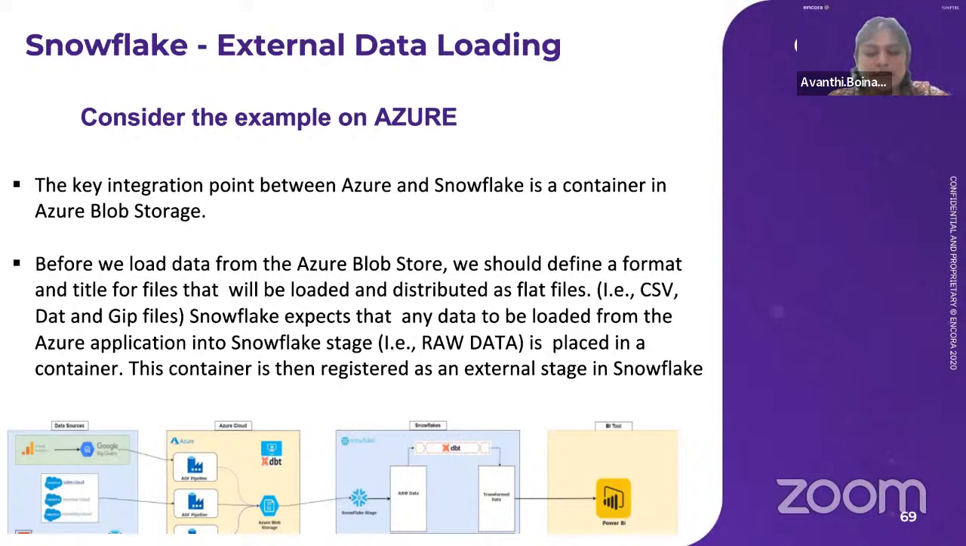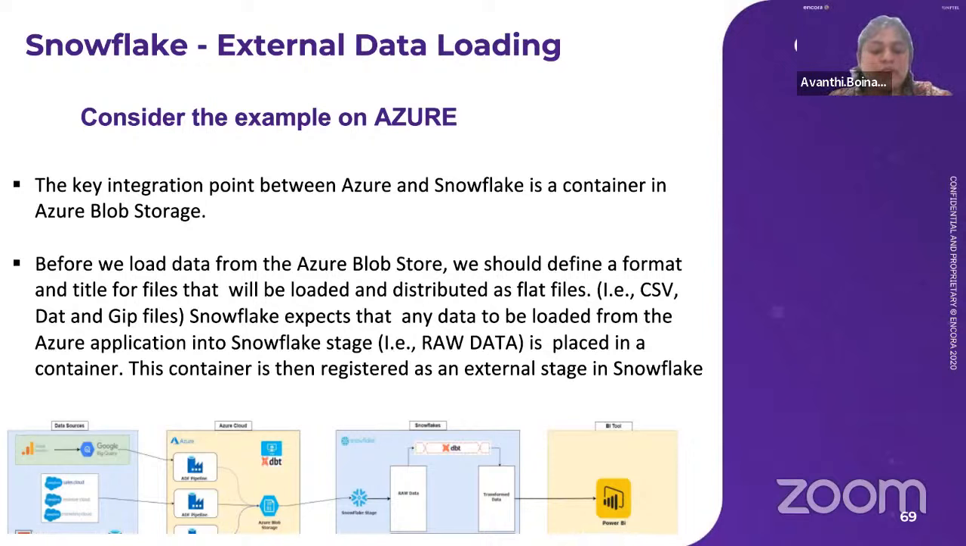Once we define a format and title for files, it will be loaded and distributed as flat file, CSV, DAT, and zip files. Snowflake expects that any data loaded from the Azure application into Snowflake's stage is raw data. Raw data is nothing but the data source. It may be from anything: Sales Cloud, Marketing Cloud, Revenue Cloud, Google BigQuery, or SQL. The data source may be anyone, and this can be created with the ADF pipeline.